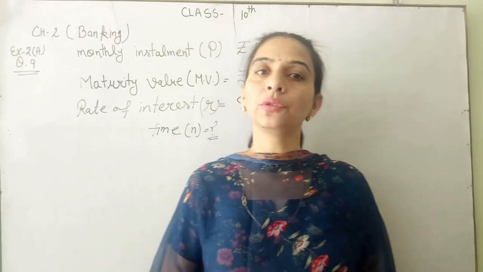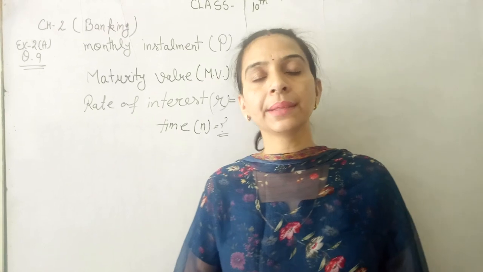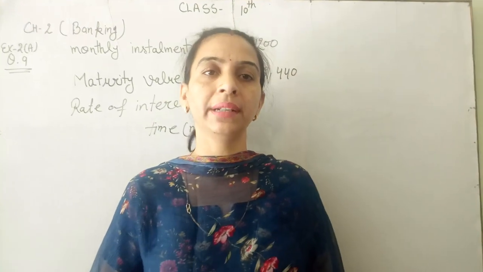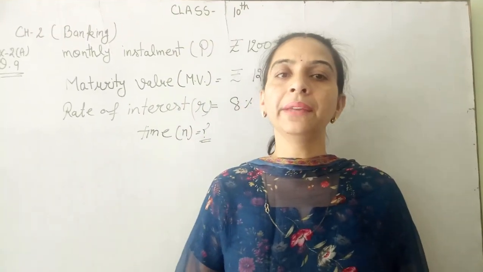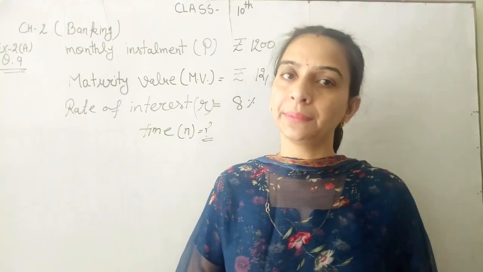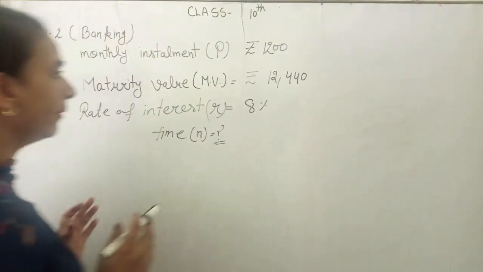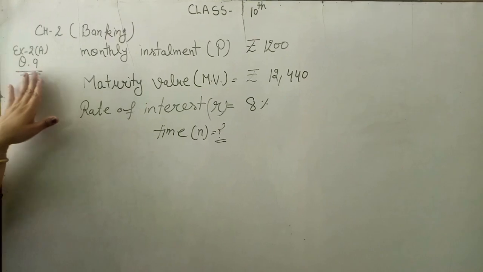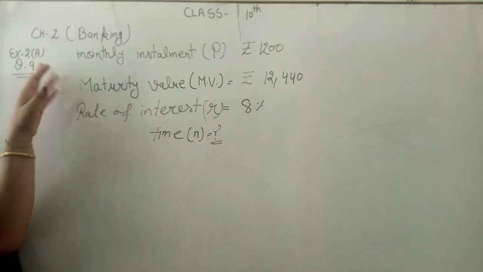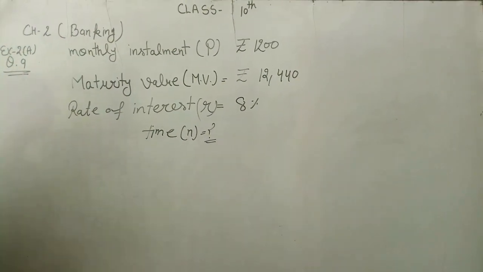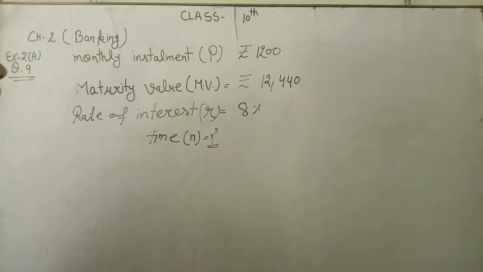Some problems belong to chapter number 2, banking, and some belong to chapter number 12, reflection. First I will take a problem of chapter number 2. I have question number 9, exercise 2A, chapter number 2, banking. There are some things given.